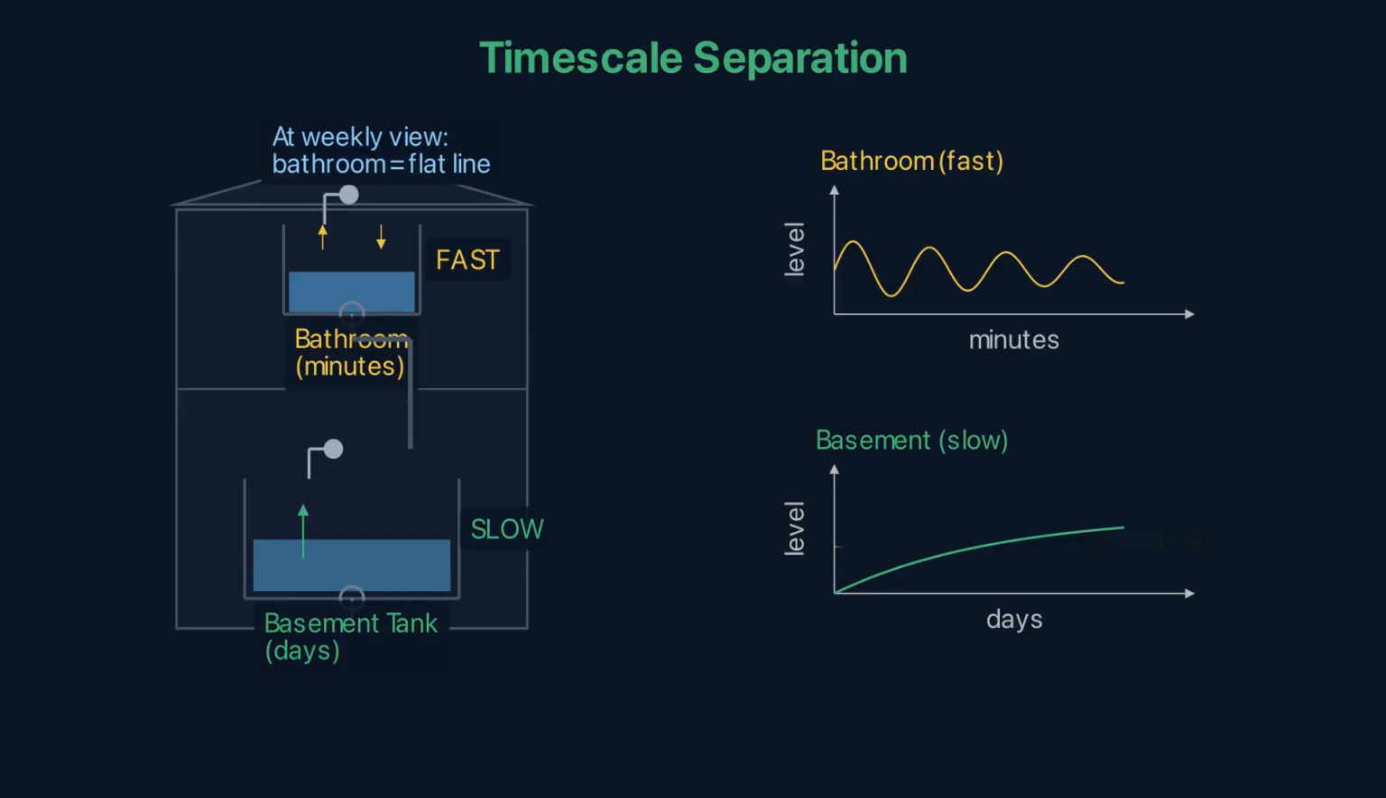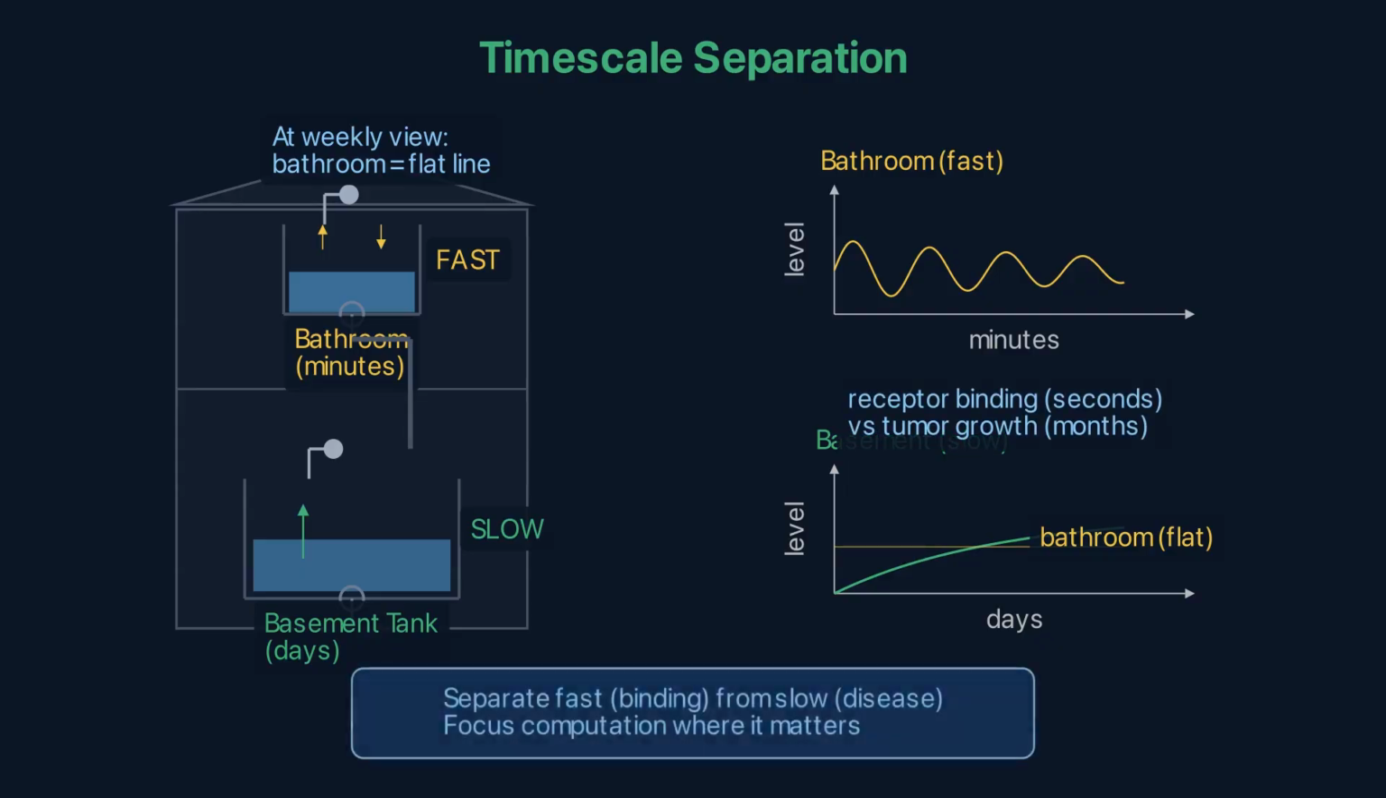In QSP, receptor binding might equilibrate in seconds, cell signaling in minutes, tumor growth over months. You don't need millisecond resolution to track a tumor. Separate the timescales and focus on what matters.